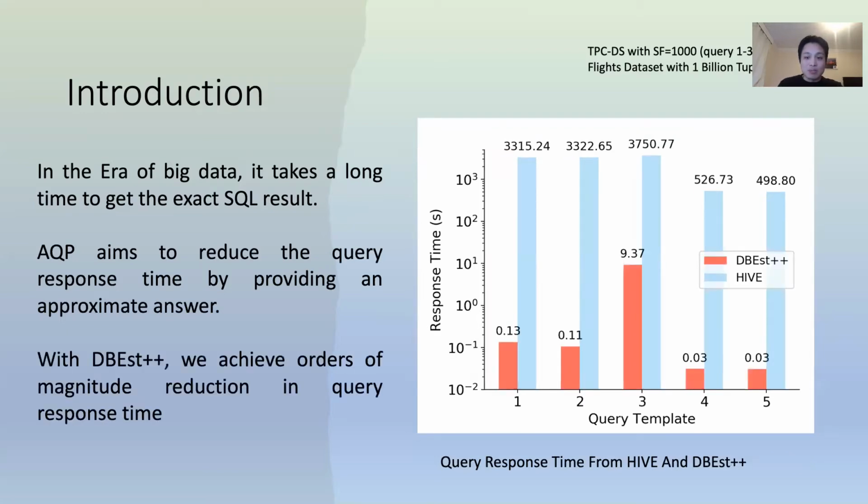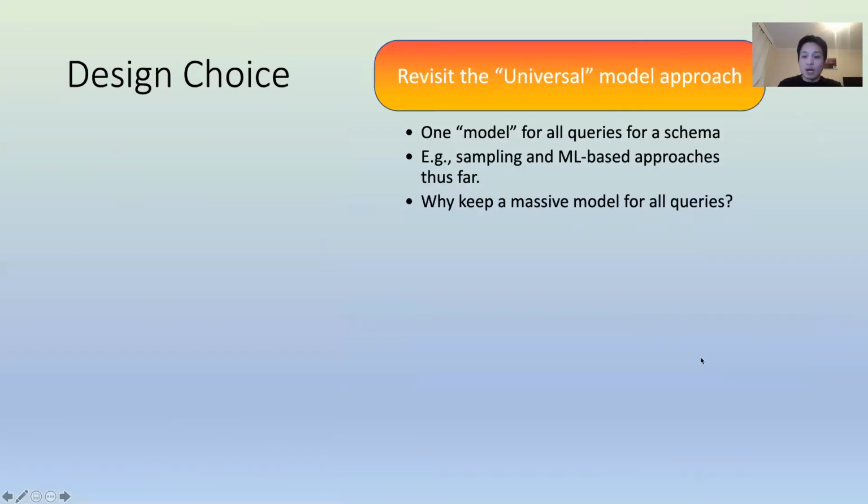With DBEst++, we achieve orders of magnitude reduction in query response time. For instance, for query 4 and 5, DBEst++ takes around 30 milliseconds to respond. Now we talk about the design choice.